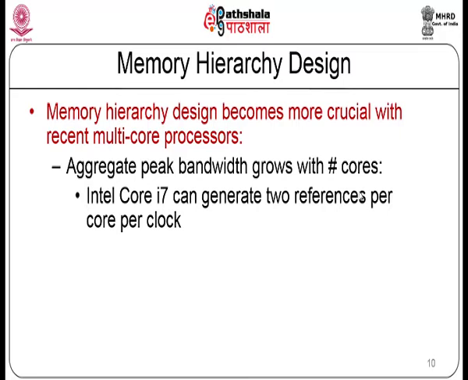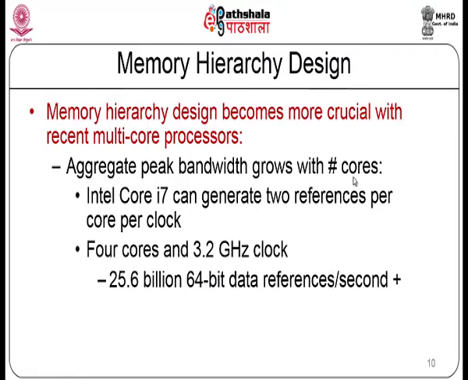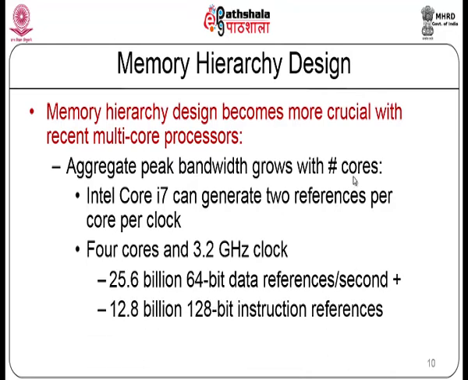So, the aggregate peak bandwidth grows with the number of cores. As you keep increasing the number of cores, the bandwidth requirement is going to increase. For example, if you look at Intel Core i7, it can generate 2 references per core per clock, and if you are looking at 4 cores, assume they are working at 3.2 gigahertz, which leads to about 25.6 billion 64-bit data references per second and 12.8 billion 128-bit instruction references. So, this works out to about 409 gigabytes per second.